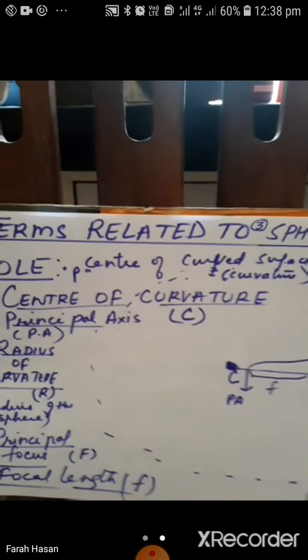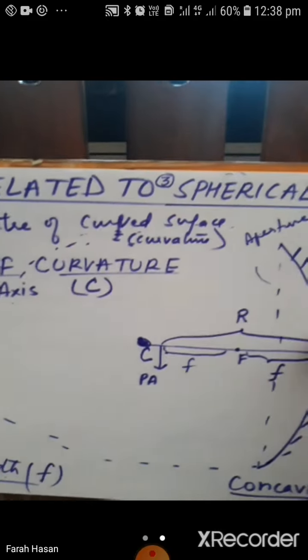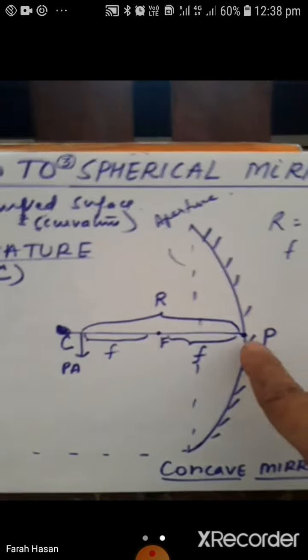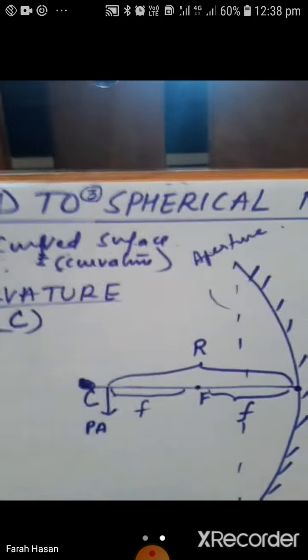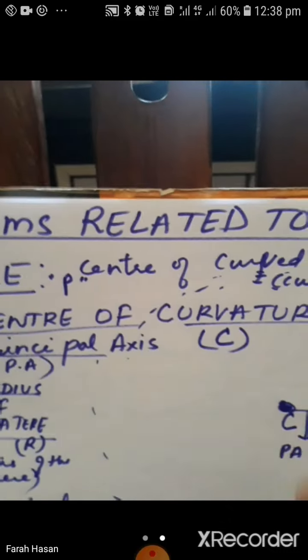Now let me again revise all these terms with you so that you become familiar with all of them. First is the pole. Now what is pole? Pole is the center of the curved surface of the curved mirror that we have. The center of this curved surface is known as the pole. Second is center of curvature. Now center of curvature is what? It is the center of the entire sphere of which this mirror is a part. So that is C. Now third term is principal axis.